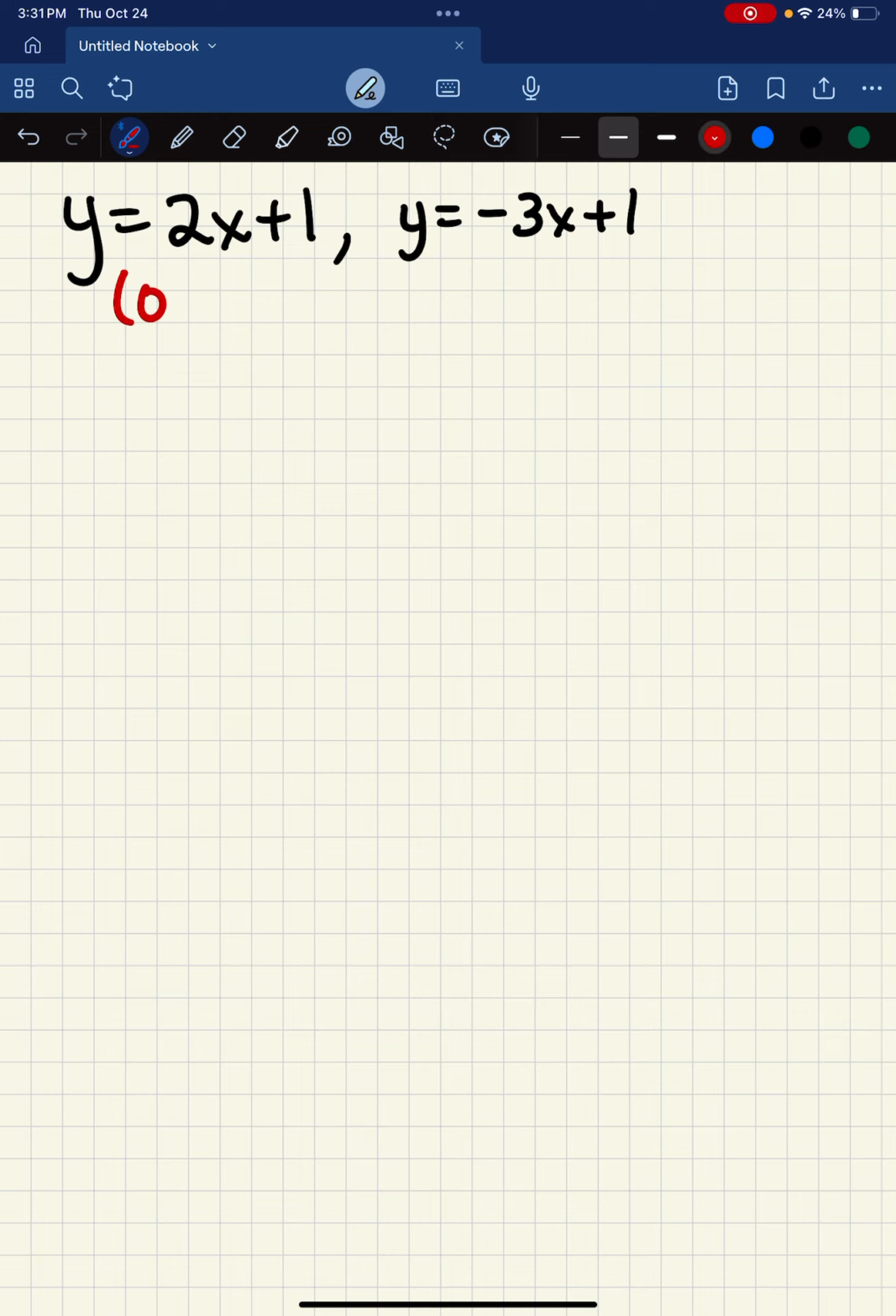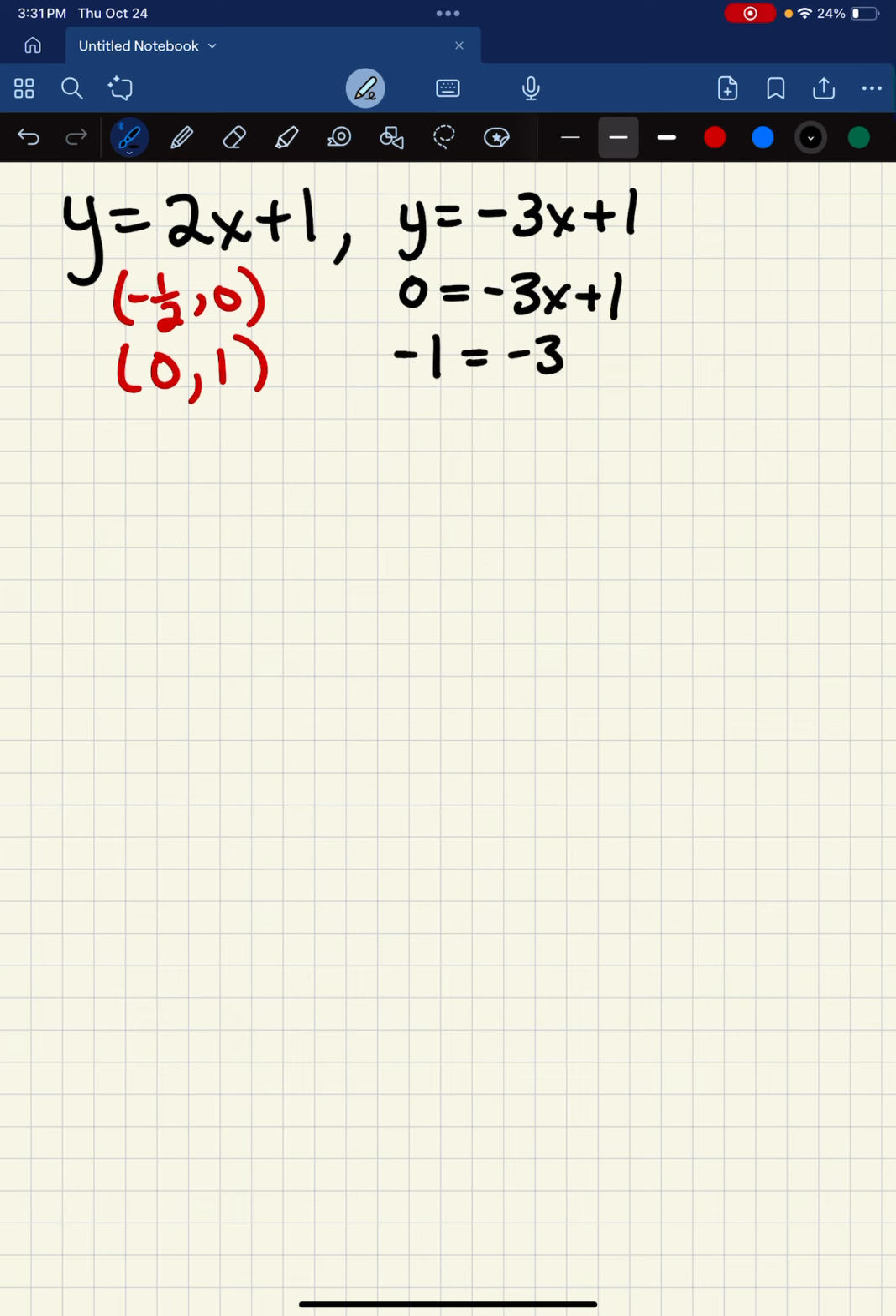Okay, we already determined the 2 points we need for this one. I'll actually do this one first: negative 1/2, 0, and 0, 1. And the 2 points we need to determine for this one we need to find. So if we let y be 0, then we get 0 equals negative 3x plus 1. Move negative 1 over to the other side. Divide by negative 3, and you get 1/3 equals x. So we have our first point, 1/3, 0.